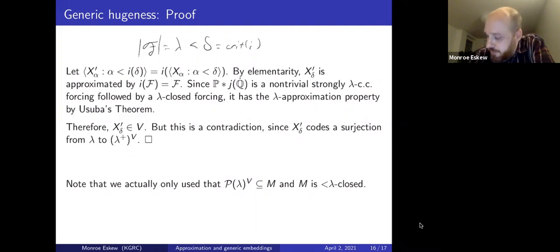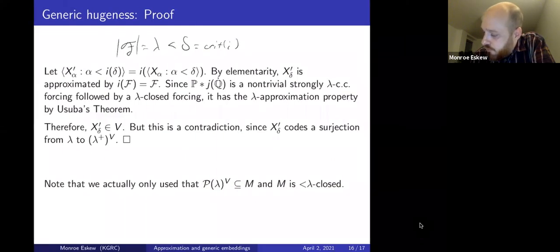And I'll note that we only used that the ground model power set of lambda is a subset of M. So we don't even need that the P lambda VG is a subset of M. But we just need that and that M is lambda closed in the argument at least.